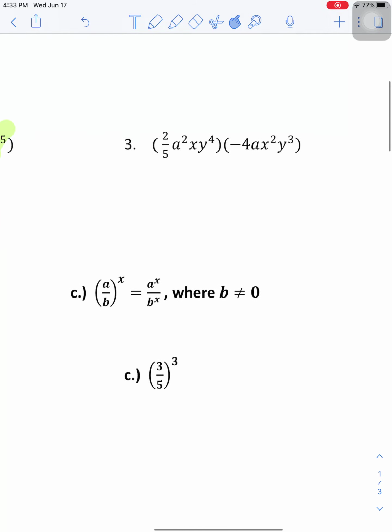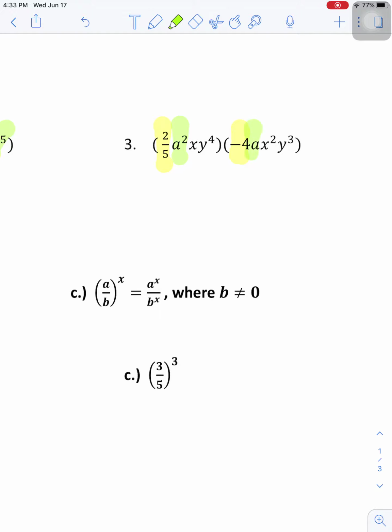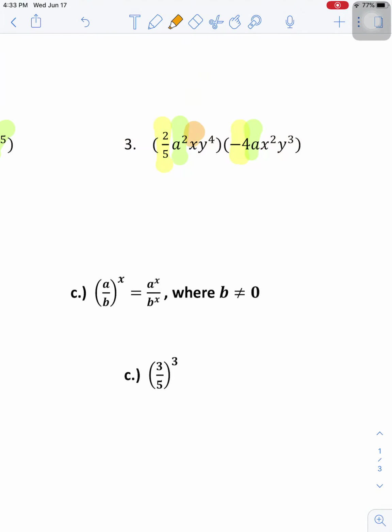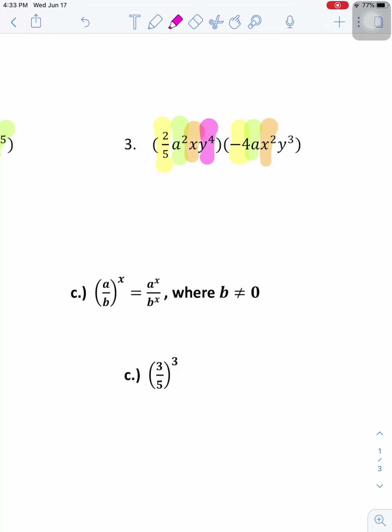All right, number 3. I'm going to have you guys try this one on your own. Let's see if you can do it. So first identify what pieces you can multiply. I'm going to tag these with different colors here. And then we'll go ahead and multiply them. So 2/5 times negative 4 is going to give us negative 8/5.